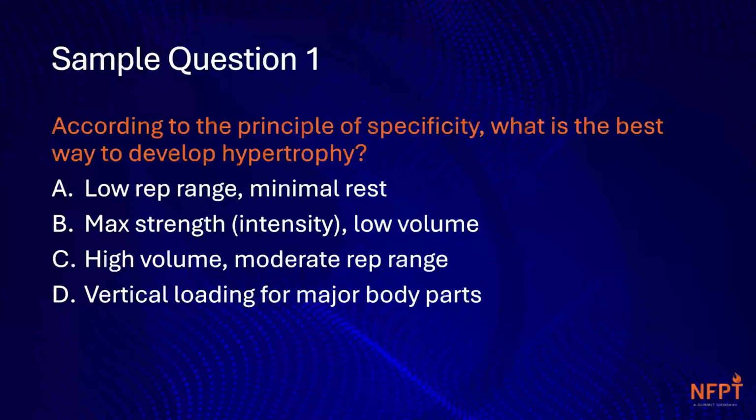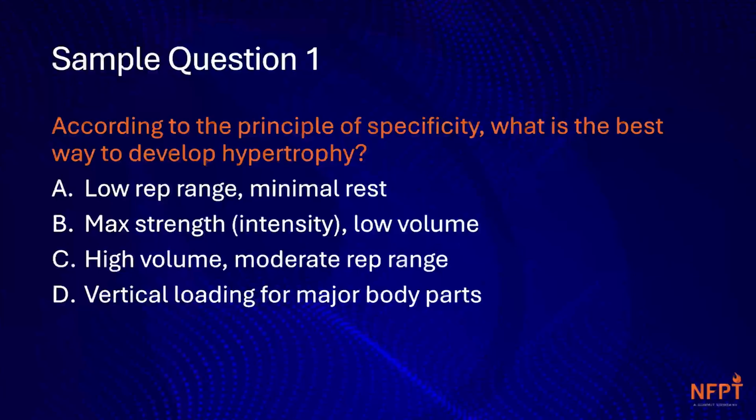All right, so let's read through the question again. It is, according to the principle of specificity, what is the best way to develop hypertrophy? Is it A, low rep range with minimal rest? B, max strength training or intensity with low volume? C, high volume, moderate rep range? Or D, vertical loading for major body parts?